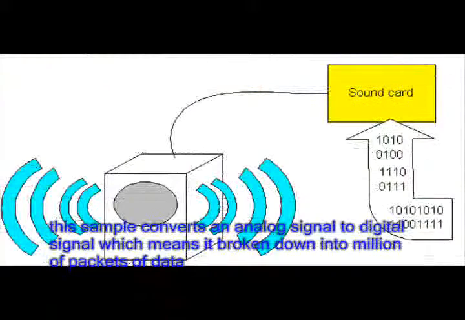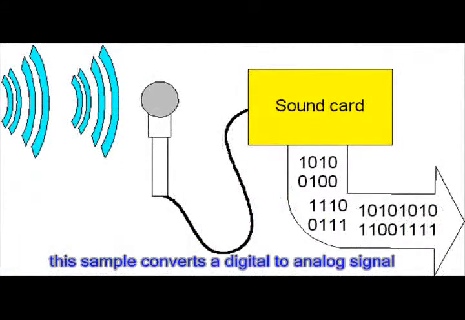VOIP is a method for taking analog audio signals, like the kind you hear when you talk on the phone, and turning them into digital signals that can be transmitted over the Internet. The interesting part about VOIP is that there are various ways to place a call. There are 3 different flavors of VOIP service in common use today.